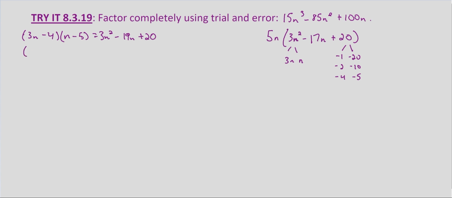We'll switch the 5 and the 4 around, so we have 3n minus 5 times n minus 4, and that gives us 3n squared minus 12n minus 5n is minus 17n. And again, that's going to be plus 20, and that's what we wanted. That's what's in our parentheses here that we've already factored out.